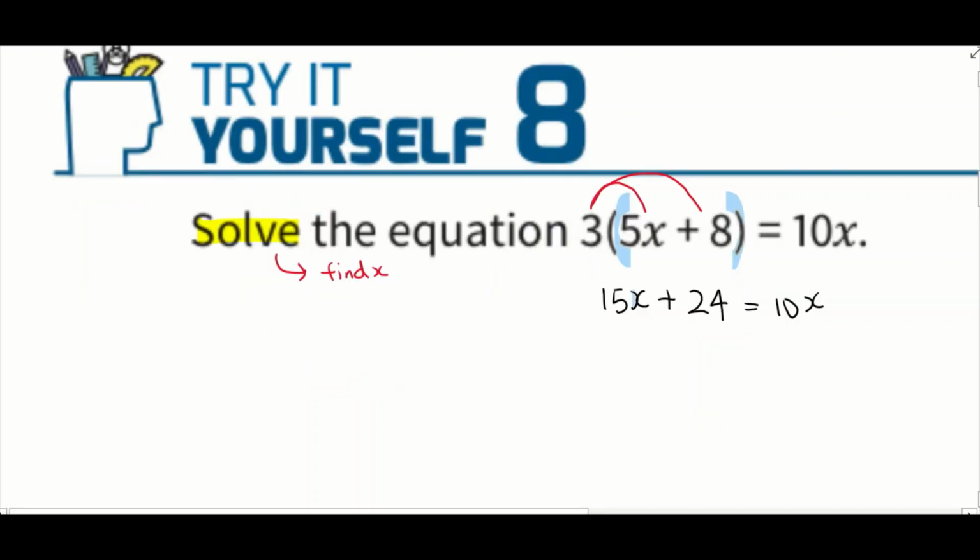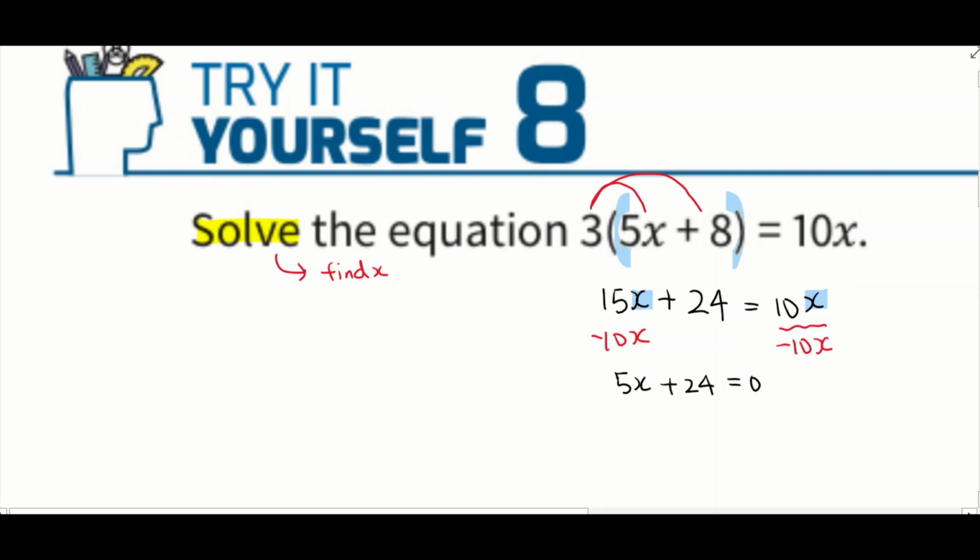So I have an x here, I have an x here. Move all the x to the left. How I'm going to deal with the 10x is the opposite: minus 10. If I do it on the right hand side, I must do it on the left hand side. Same, equal. Okay? So what is the next line?